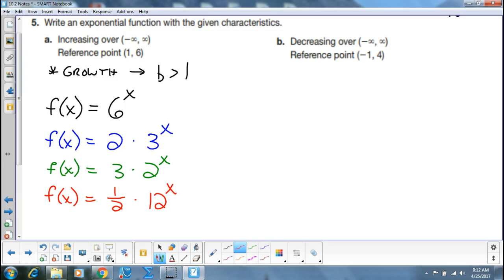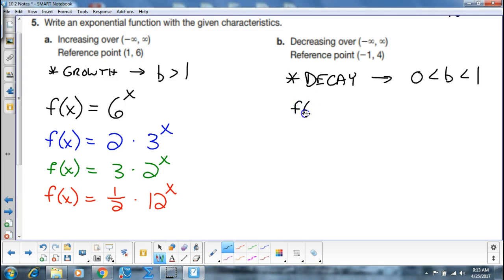Flip the other way. So it's not a growth, but decay. It's a what? Decay. Yeah. Okay, so this one is a decay. So what does that mean? It's going left to right down. The b has to be greater than 0, but less than 1. Okay. And it's got to go through the point -1, 4. Okay. Give me an example of an exponential decay function that goes through -1, 4.